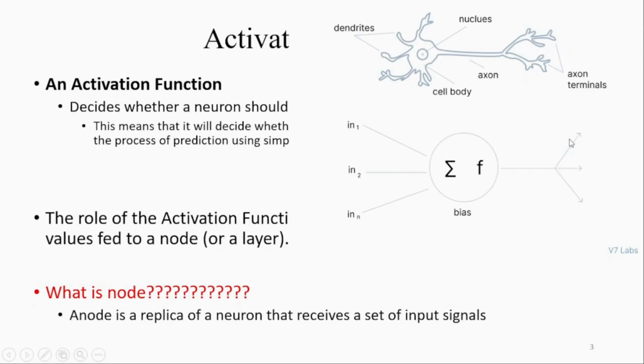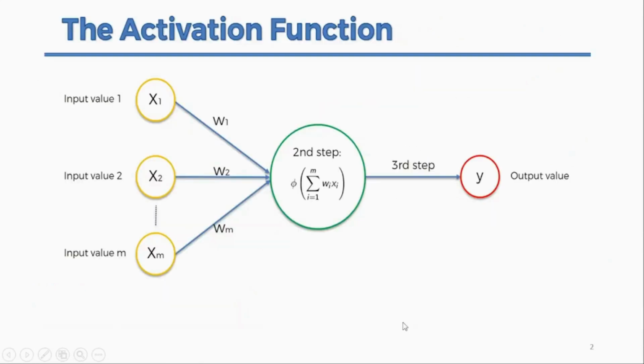So this may be a next node, this may be a next layer, or this may even be an output layer. So this is basically a node and a neuron. A node is a replica of a neuron that receives a set of input signals. So if we look at the first slide again, now look at this. These are the different inputs to this node. These different inputs are weighted by some weight.